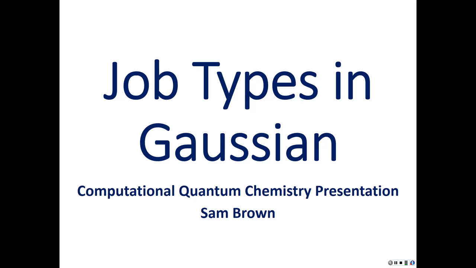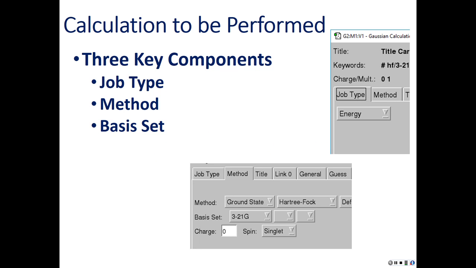Thanks, Dimitri. Yeah, my name's Sam Brown, and I'll be going over practical aspects of doing some jobs in Gaussian. My presentation will go over what the past two presentations talked about with methods and then basis sets. But to perform any calculation, there are three main components that need to be done. So you have the job type, the method, and the basis.